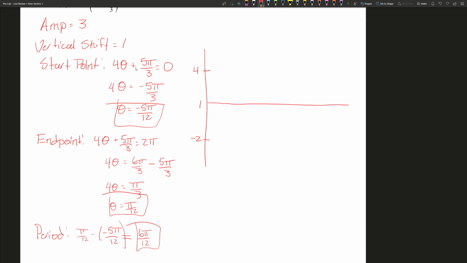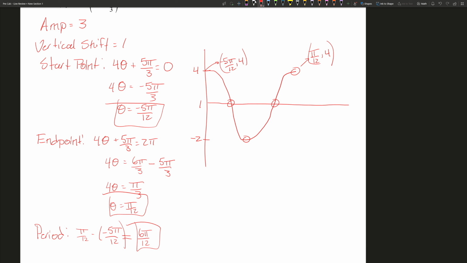Because it's a cosine graph, it starts up top. And then it comes back up. And we need to find this point and the end point, the minimum, and where it crosses our center line. So we already have our start point. I'm going to do this over here. -5π/12, 4. Our endpoint is π/12, 4.